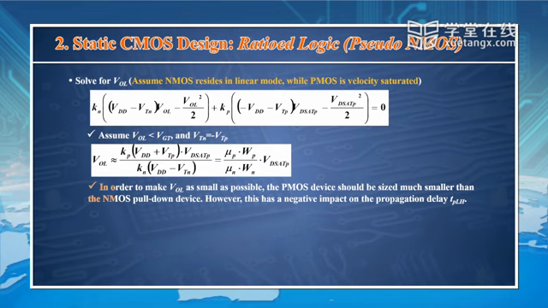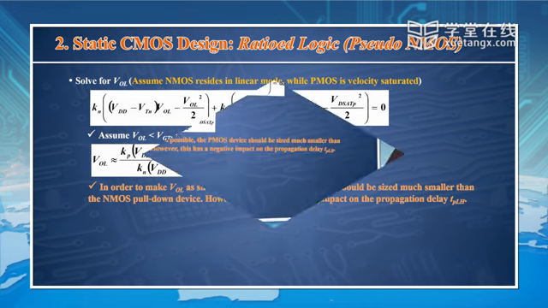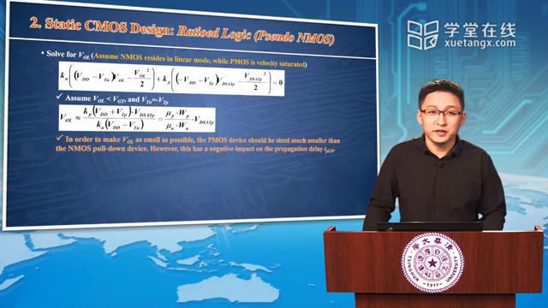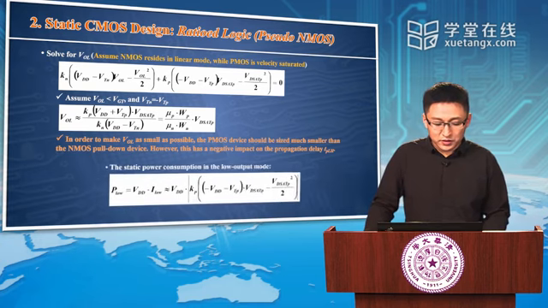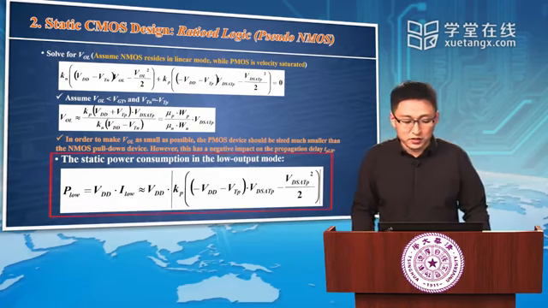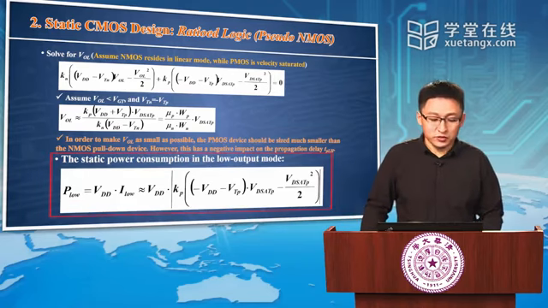And in order to make VOL as small as possible, the PMOS device should be sized much smaller, which makes the PMOS device weaker and weaker, right? Much smaller than the NMOS pull-down device. However, this has a negative impact on the propagation delay tPLH, so we know that before, right? And also we have static power consumption in the low output mode because VOL is not equal to 0.